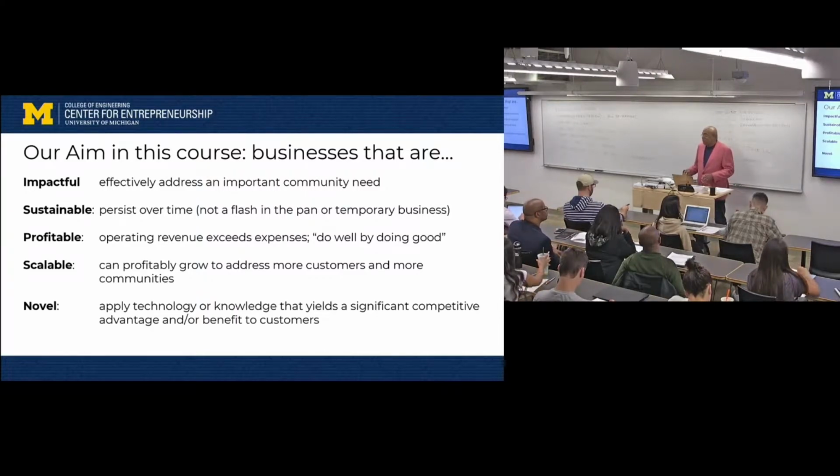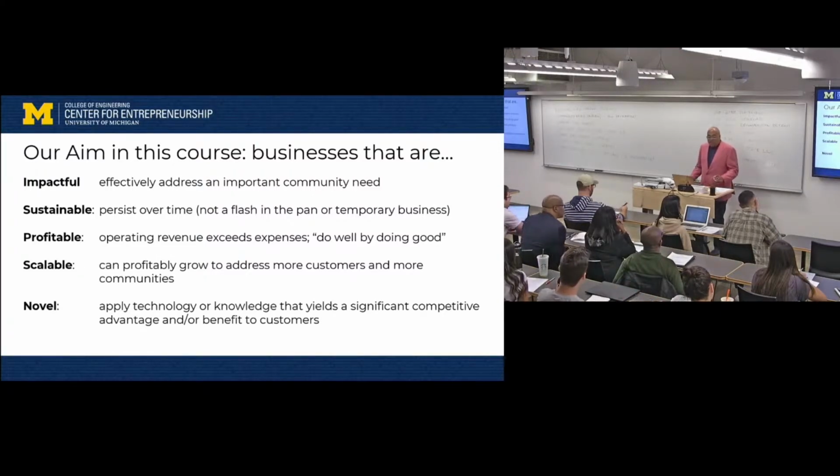They're sustainable. In other words, they're not a short-term business. They persist over time. They're profitable. That's one of the key things, because the business is not going to exist over time. It's not going to be sustainable if it's not profitable. We want these businesses to be scalable. Even if they're starting as one business, one location now, we want to design them in such a way that they can grow to address more customers and even more communities.